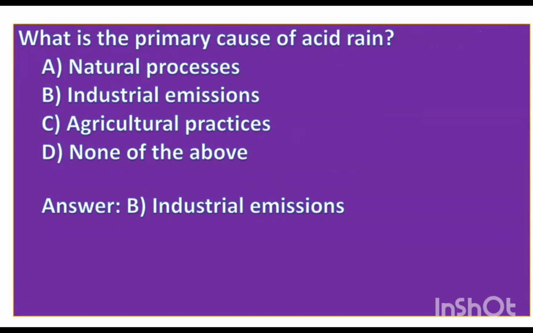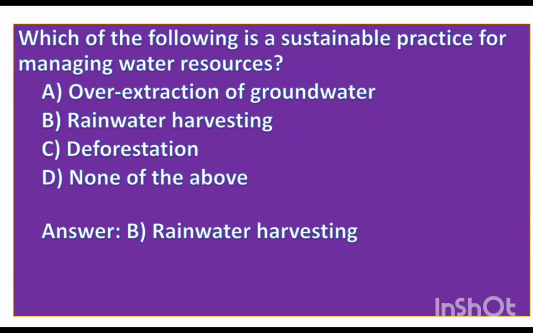What is the primary cause of acid rain? Options: natural processes, industrial emissions, agricultural practices, none of the above. Answer: industrial emissions. Which of the following is a sustainable practice for managing water resources? Options: over extraction of groundwater, rainwater harvesting, deforestation, none of the above.